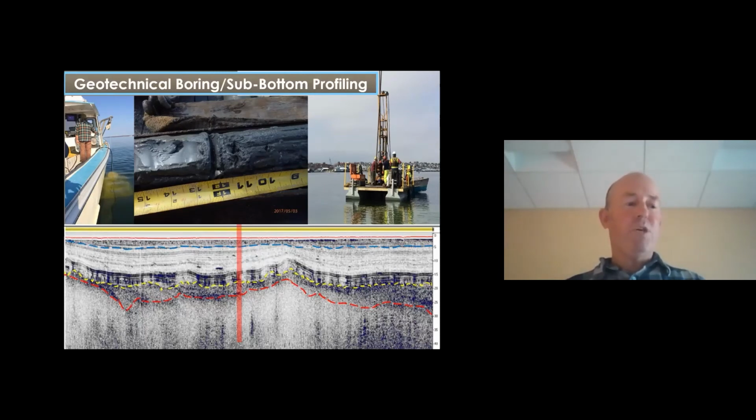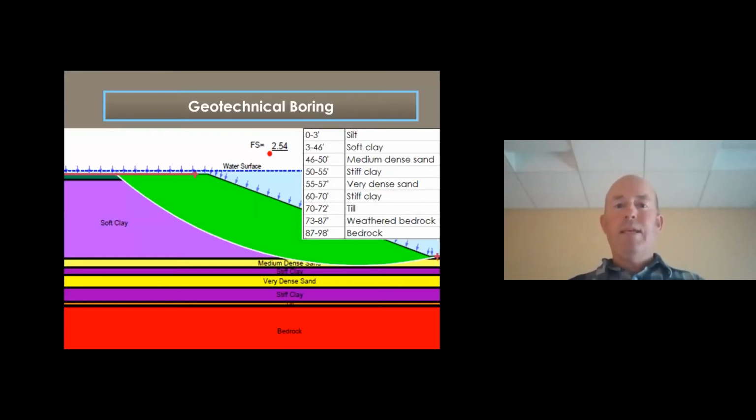The first step of the project will be a final design where we propose additional geotechnical borings and additional stability analysis to inform the site slopes of the CAD cell. Here's a quick graphical representation of those sediment horizons that we saw during the geotechnical boring, getting down to bedrock at close to 100 feet.